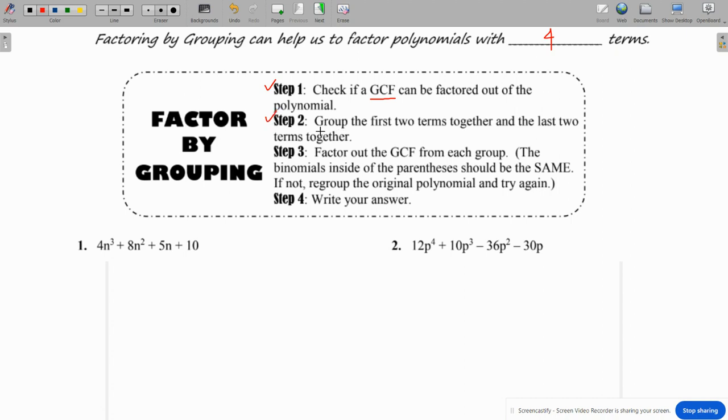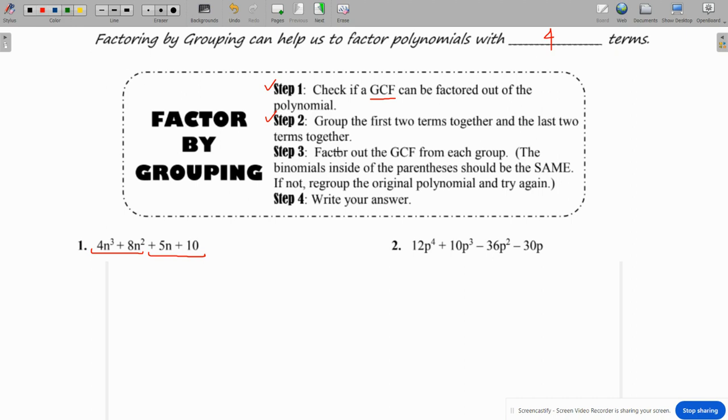Step two, we're going to group the first two terms together and the last two terms together. So this is not anything technical here. I usually just do this to say, okay, here's my first group, here's my second group. Or sometimes I draw a little squiggly down the middle just to visually show myself that I'm working with two groups. So this first group right here is 4n cubed plus 8n squared. Okay, the second group is positive 5n plus 10. So we have our first two terms and our last two terms. We have grouped. This is why it's called factoring by grouping.